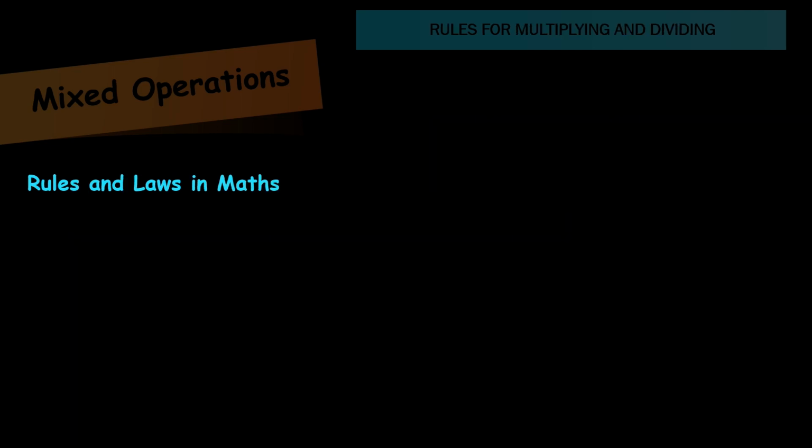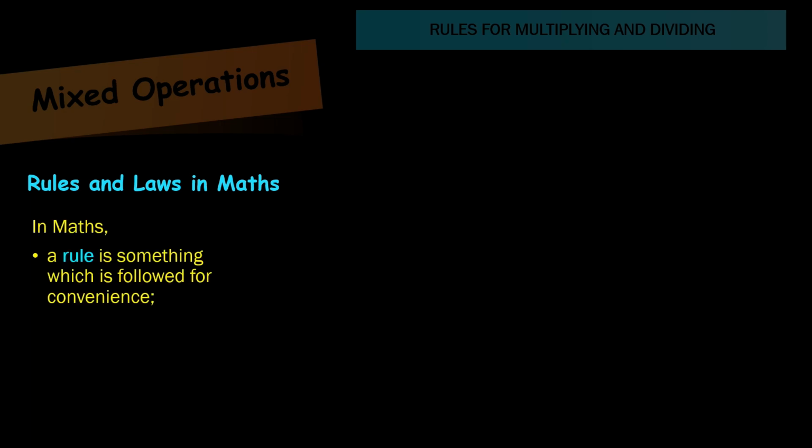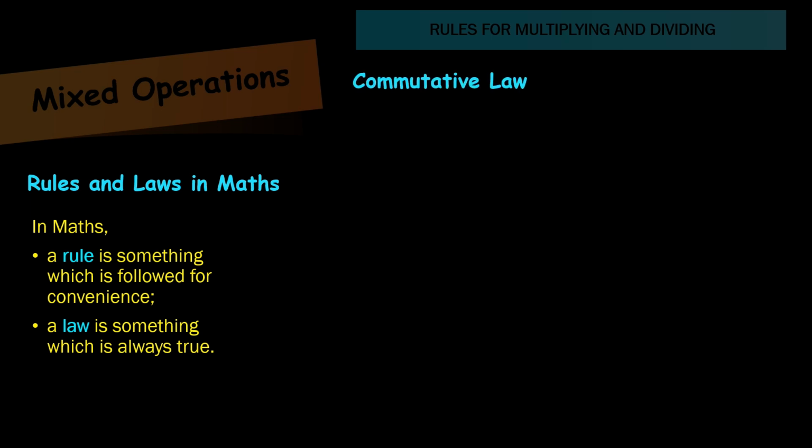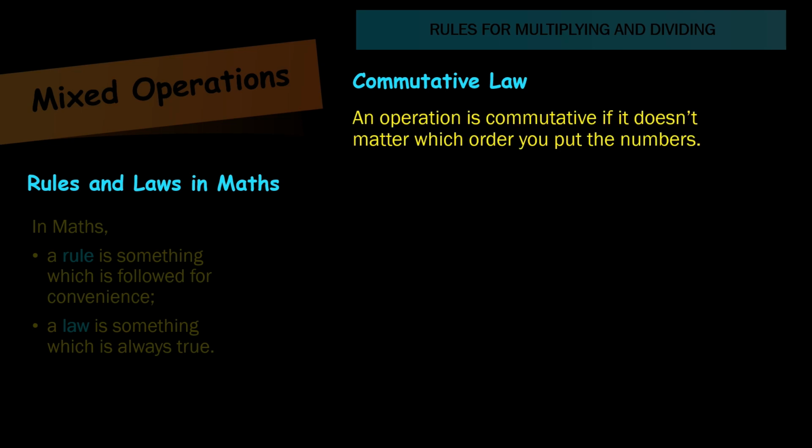Let's now take a look at some rules and laws in maths. In maths, a rule is something which is followed for convenience, and a law is something which is always true. Consider the commutative law. An operation is commutative if it doesn't matter which order you put the numbers. So for example, 2 plus 3 equals 3 plus 2.